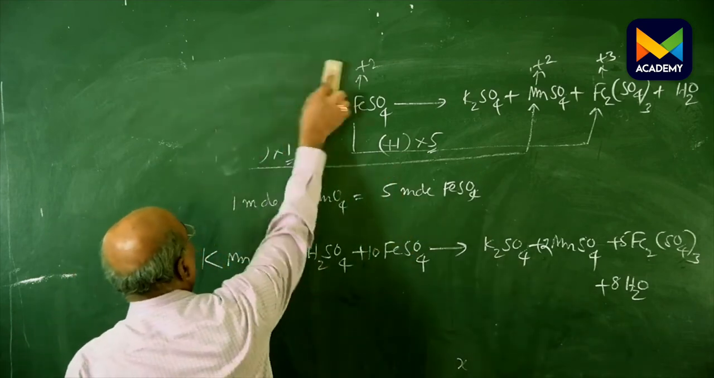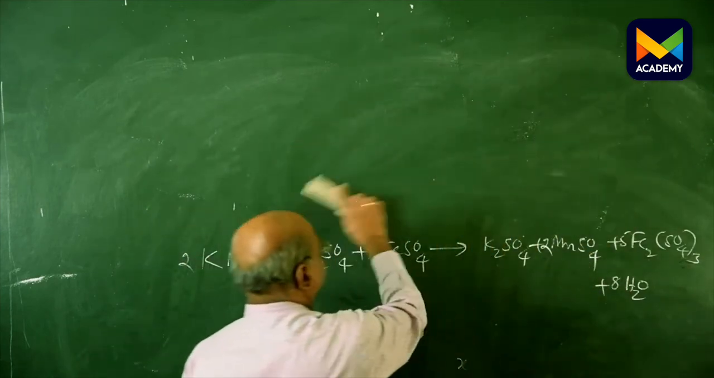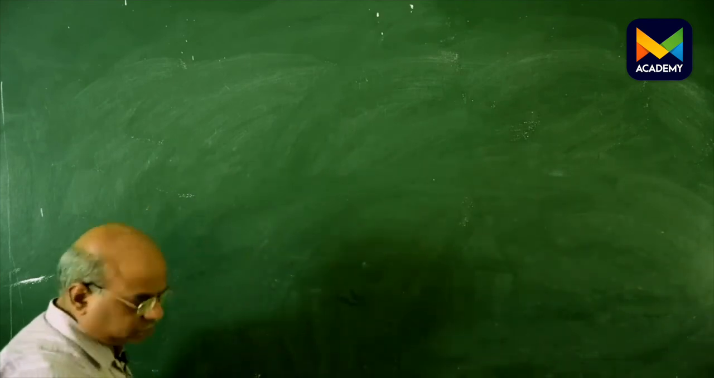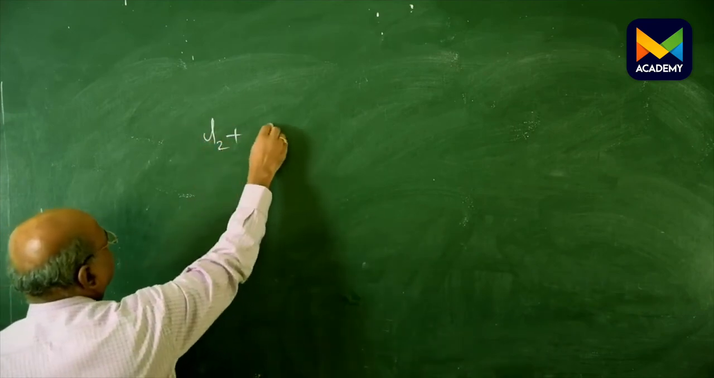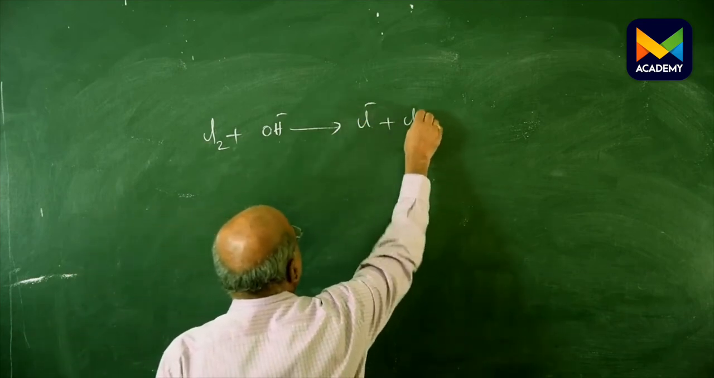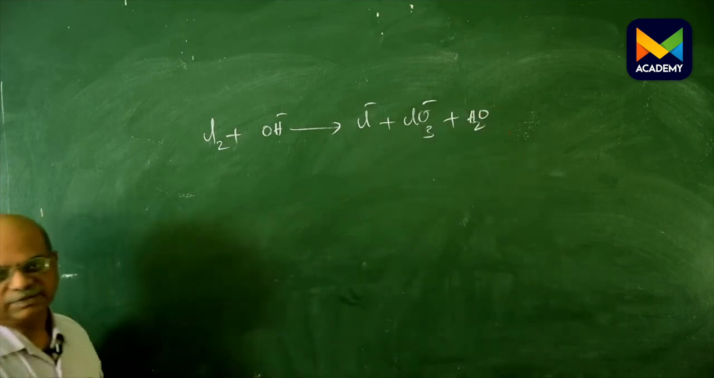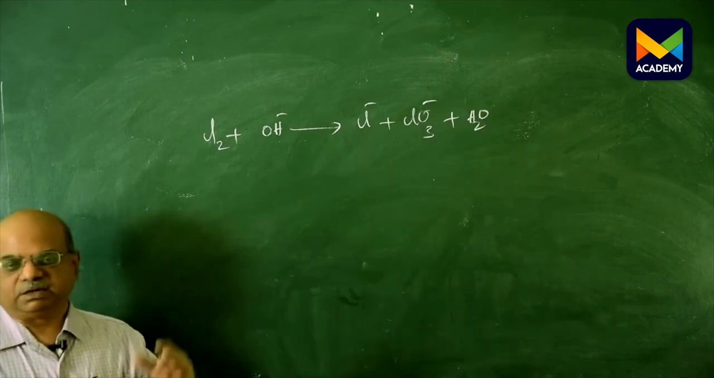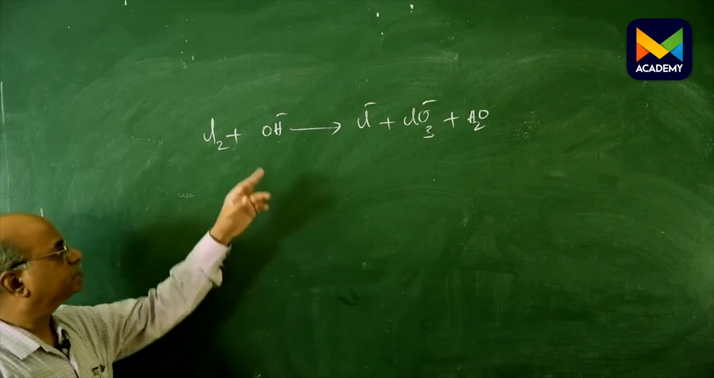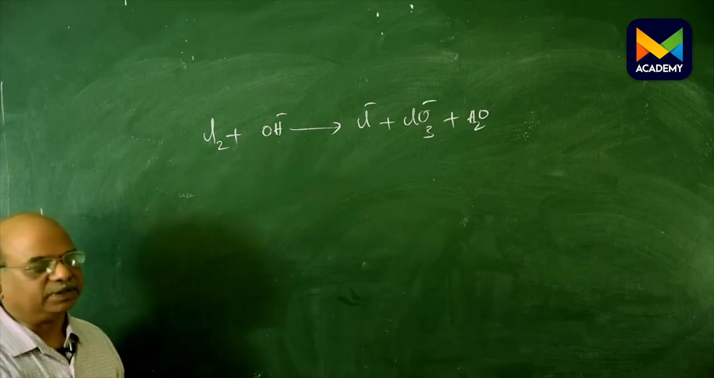Let us take one example of an ionic equation and how we can balance it under different conditions. Let us see. Chlorine plus OH minus gives Cl minus, ClO3 minus plus H2O. So the importance of this reaction is that it is an ionic equation, a redox equation, plus it is a disproportionation equation. So a disproportionation equation in basic medium, ionic equation, how to balance. All ingredients are present for balancing this particular equation.